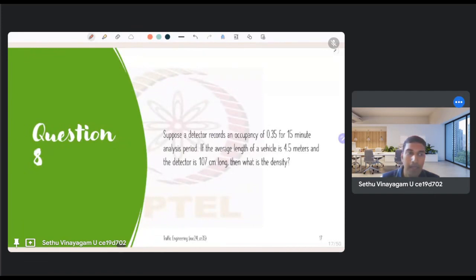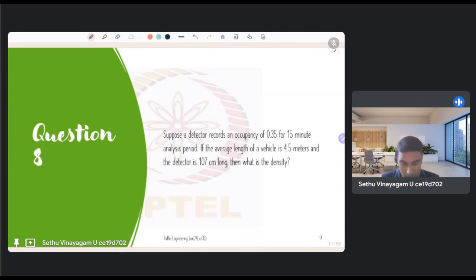Question number 8 is, suppose a detector records an occupancy of 0.35 for a 15-minute analysis period, and if the average length of a vehicle is 4.5 meters and the detector is 107 centimeters long, then what is the density? Okay, so here we want to find the density from occupancy. Measuring occupancy is much easier than measuring density directly from the field.